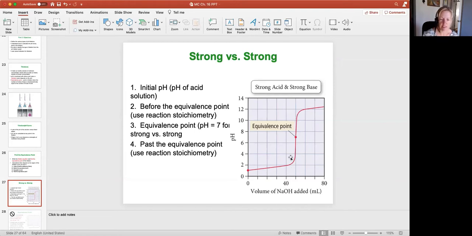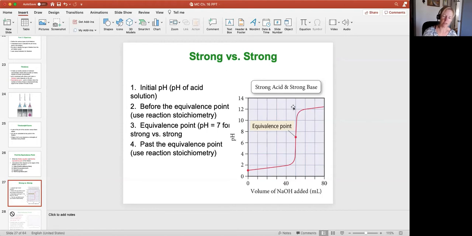So if I was looking at this in the lab and I was monitoring it with a pH meter, what I would see is very little, it's kind of chugging along with small changes in pH as I'm adding in volume of NaOH. And then at some point, it's just going to shoot right up. The middle of that really steep rise is your equivalence point.